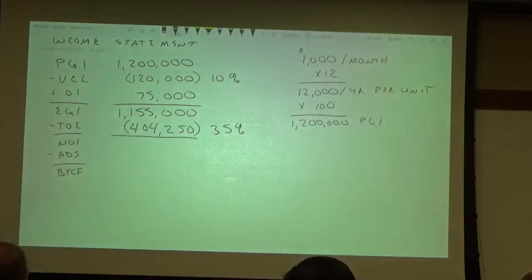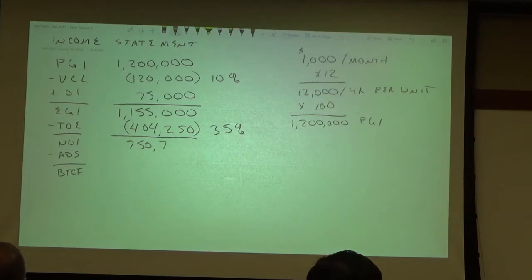All right. So that gets us down to net operating income. All right, so 1155 minus the 404,250. That leaves us with 750, okay, as our NOI. Okay? Everybody good with that?